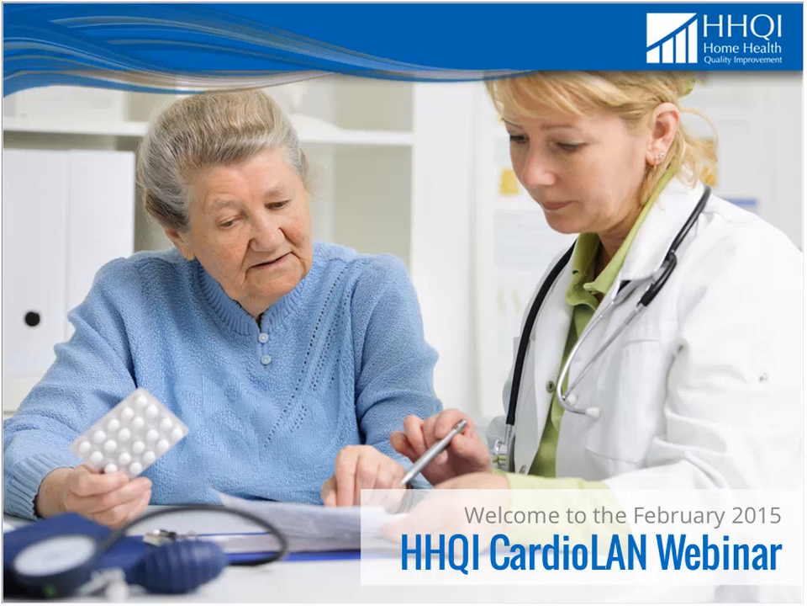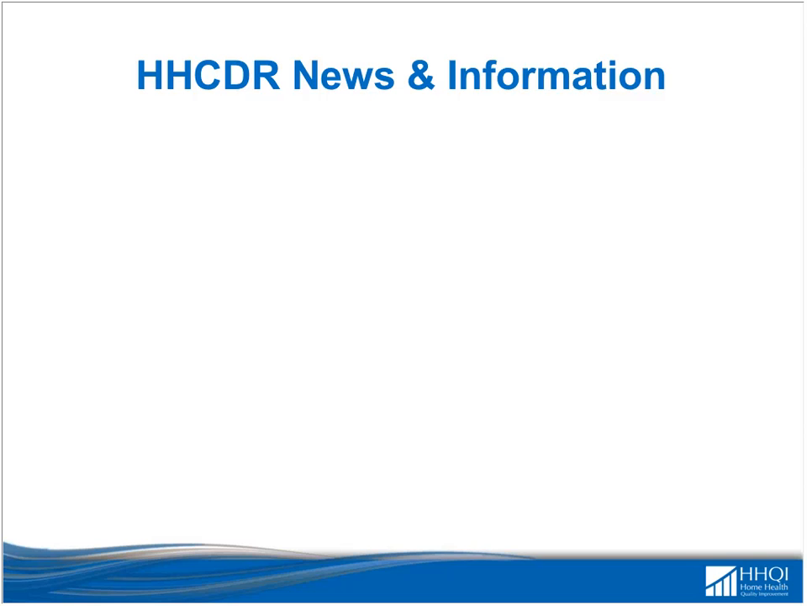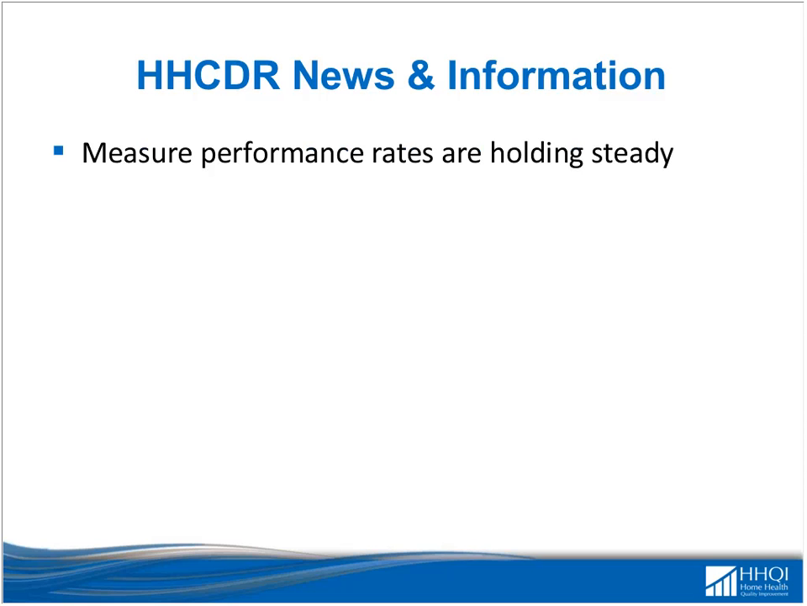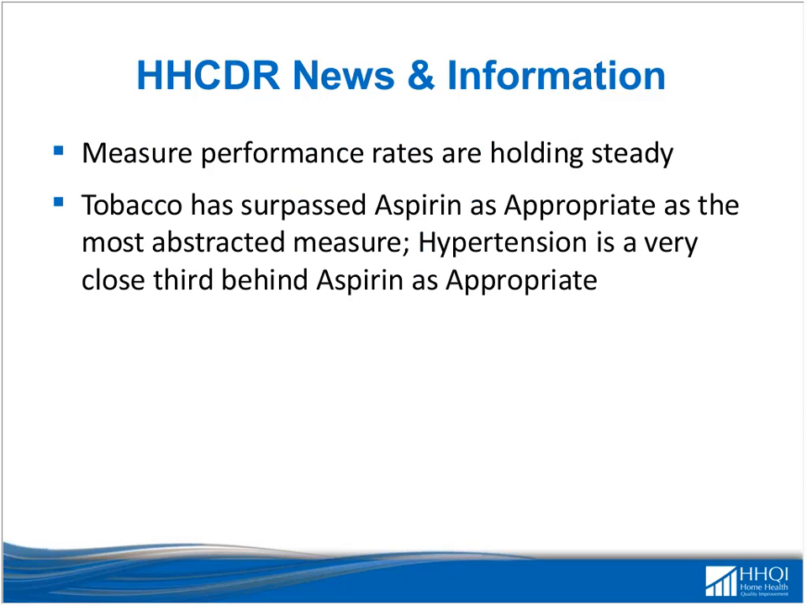Now, I'm not as good as Stacy, so I'll apologize to all of you in advance, but I can tell you she had some really interesting news to share with everyone today. One is that the measured performance rates are holding steady. This is talking about the Home Health Cardiovascular Data Registry, or the HHCDR. For all of you that are performing on that, we thank you for continuing to do that. What we have found is that aspirin, which was the measure that was the most abstracted in the past, this month, blood pressure is catching up and tobacco has surpassed it, which is very interesting considering that's the topic of our conversation today.